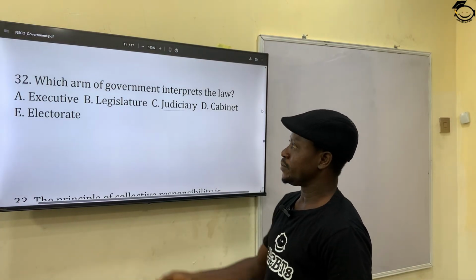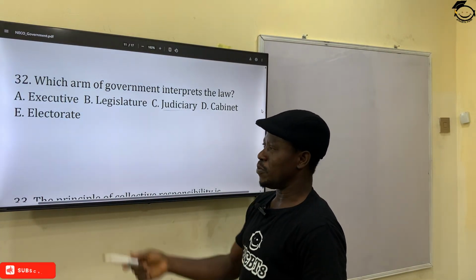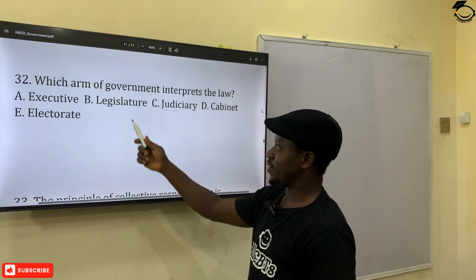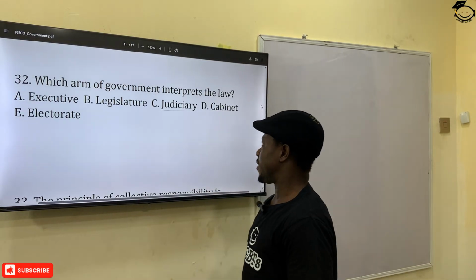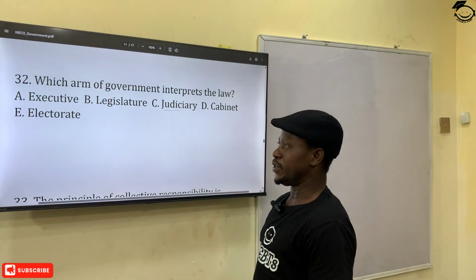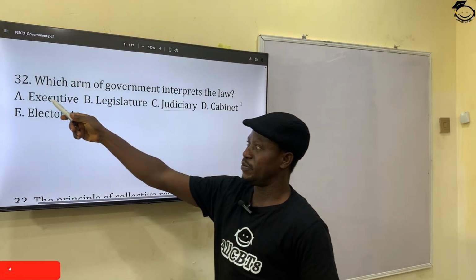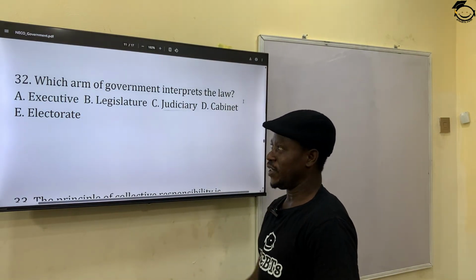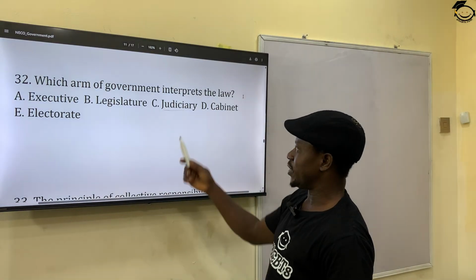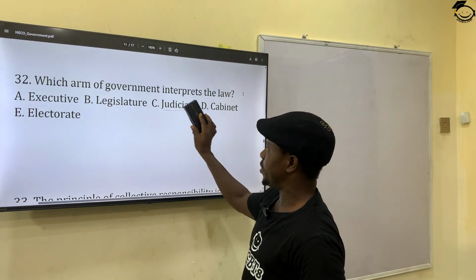Judiciary. Why? Executive enforces or implements the law, like I said earlier. Legislature makes and enacts the law, like I said earlier, and judiciary interprets the law. Cabinet is made up of the ministers that make up the executive. Okay? The electorate are the people. So the correct answer here is the judiciary.